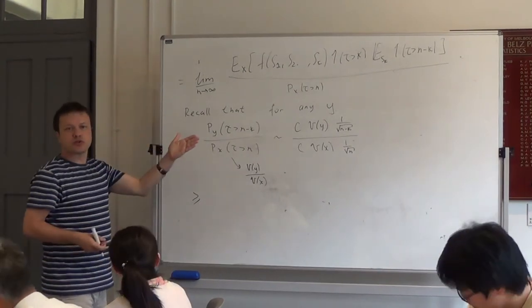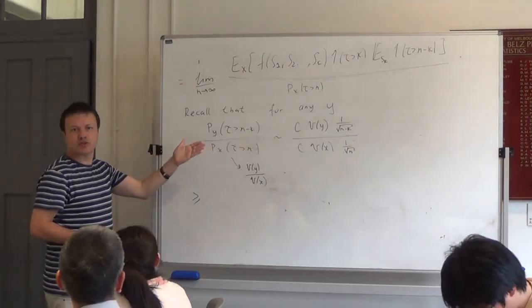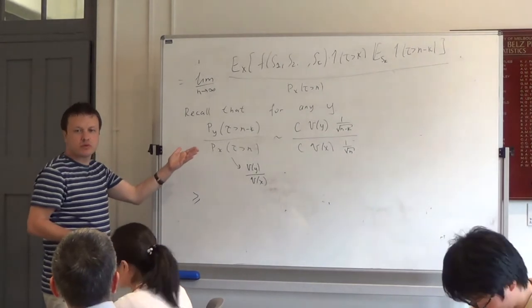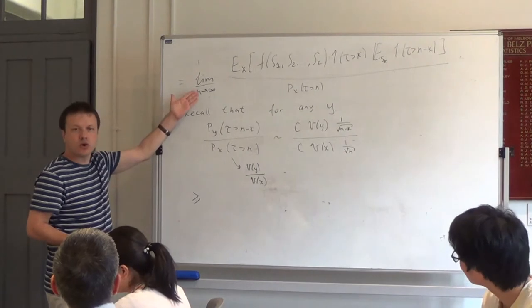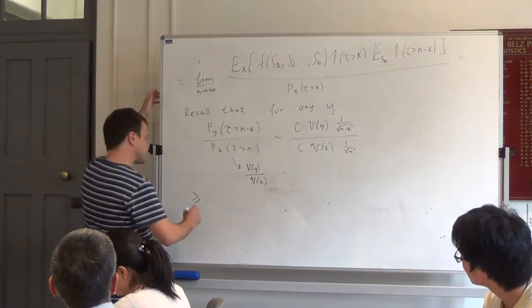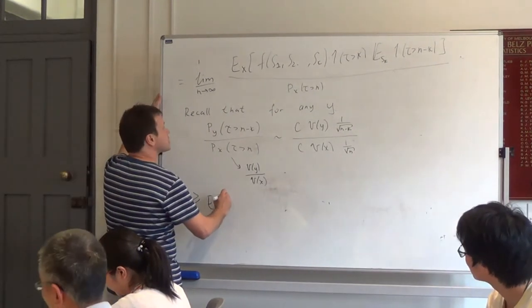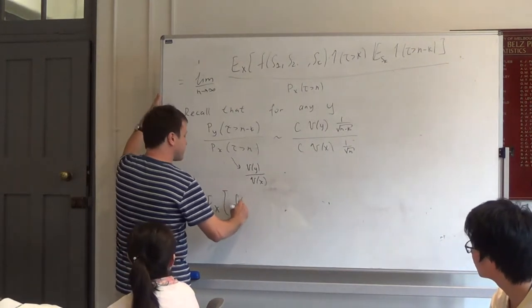And I can also apply Fatou's lemma. Fatou's lemma will work. Everything is positive, everything is nice. I can put my lower limit inside my expectation. So that's going to be great for the risk problem, expectation x of f of S1.